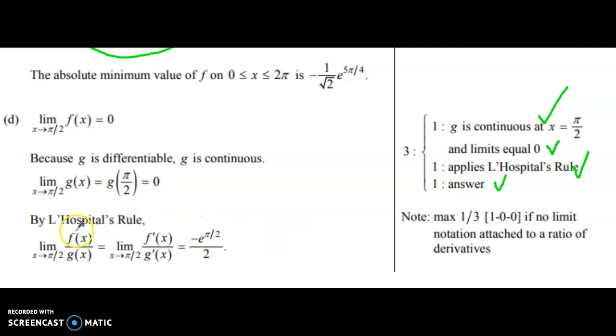So what they're talking about here is that you needed to show what you're doing, at least this much right here. This was really critical to show what you're doing.